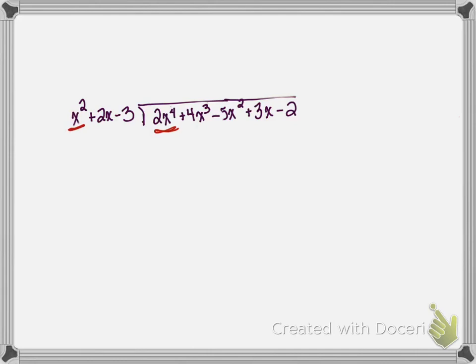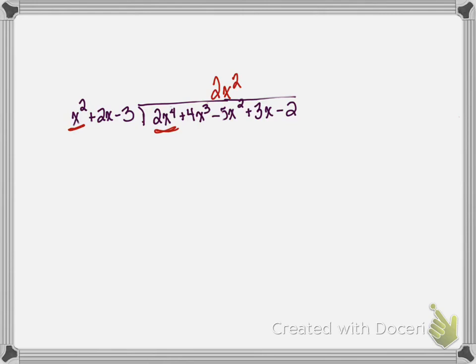2x squared. Now, where do I write that? What do I write that above? Yes. Okay, it's like a place value. So I am going to write 2x squared right above my negative 5x squared. Okay?